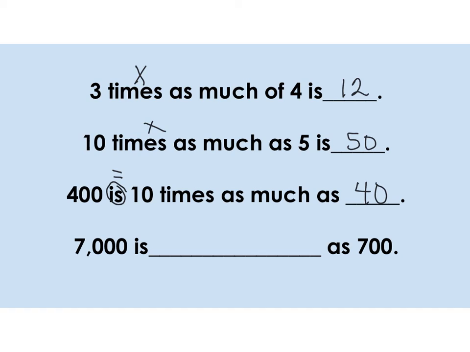Okay, 40 times 10 is equal to 400. Or if I say I had on my place value chart, if I had 4 tens and I multiplied it by 10, then I would have 40 tens, which I could regroup and make 400. Okay, on my last one, I have 7,000 is, and then I'm going to put these words in here, 10 times as much as 700.